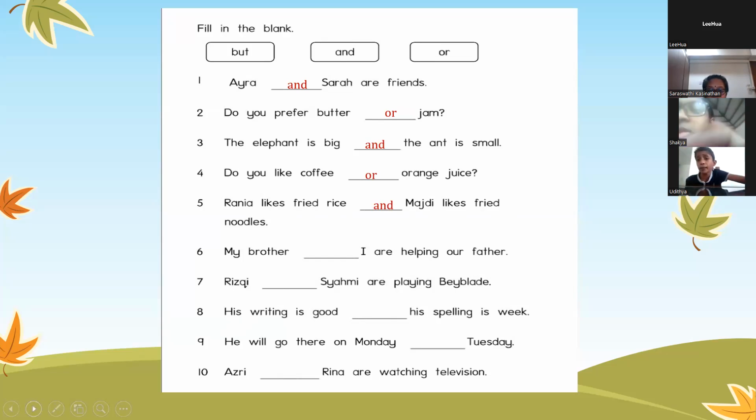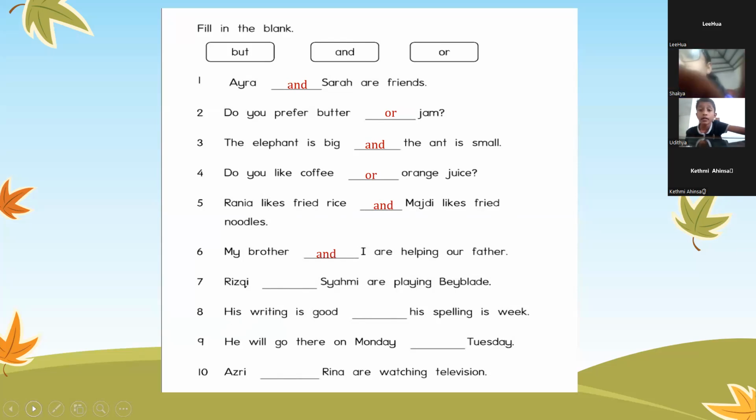Brother and father. Very good. Number 7. And Shiny are playing a blade. Yes. Number 8. His writing is good, but his spelling is weak. Please take note, the spelling for weak is W-E-A-K. Okay? W-E-A-K. Weak. All right. Number 9.